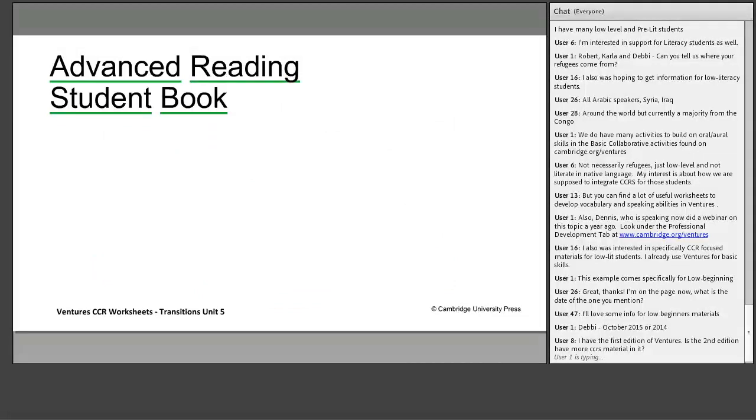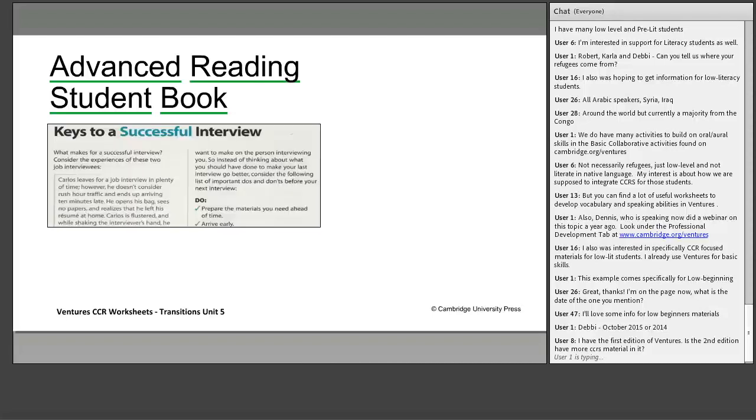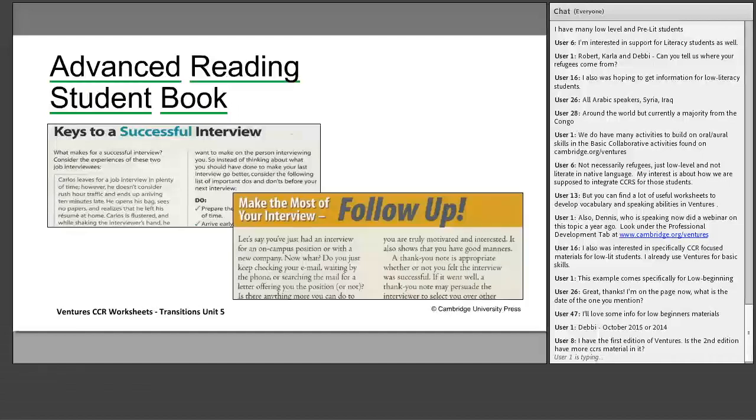At the advanced level, there are actually 2 readings in the student book, lessons C and D in each unit, plus a supplementary reading in the online worksheet. The first reading in Unit 5 is called Keys to a Successful Interview. The second reading is about how to follow up after an interview. Clearly, the topics are related.